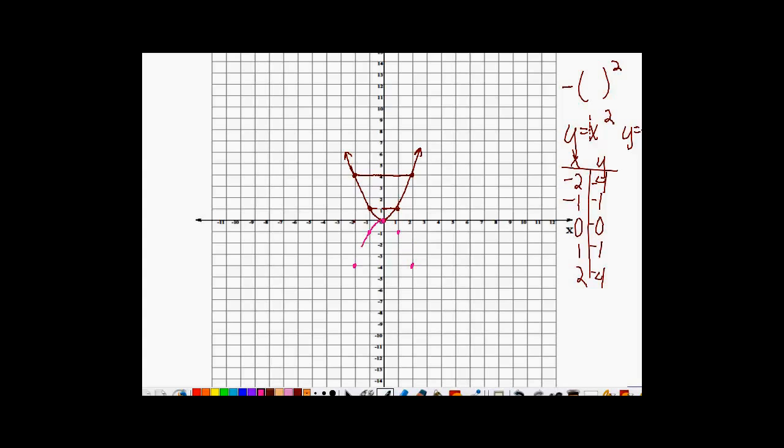Do you see how just putting that negative sign in there caused my parabola to now open down, only because that number in front was a negative. So that is something for your notes. If the number in front of the x squared is positive, your parabola will open up. If the number in front of the x squared is negative, your parabola will open down, and it happens that way every time. Every time.